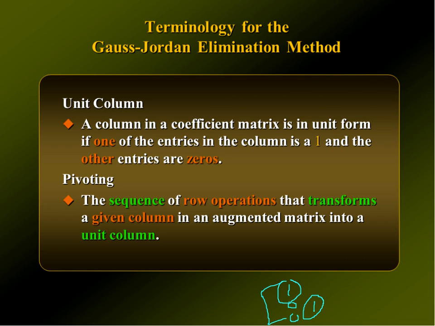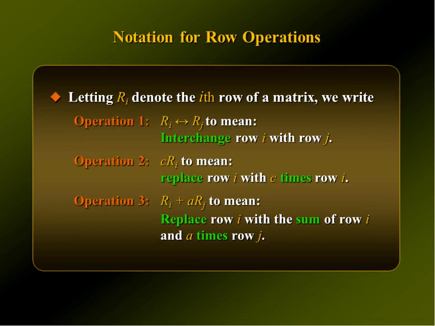So this is the definition of pivoting: the sequence of row operations that transform a given column in an augmented matrix into a unit column is called pivoting. So, notations for row operations. I discussed these operations in the class. Ri denotes the ith row of the matrix, and I write like this: interchange row i with row j. As I discussed right now, these are some operations, and I can add like this.